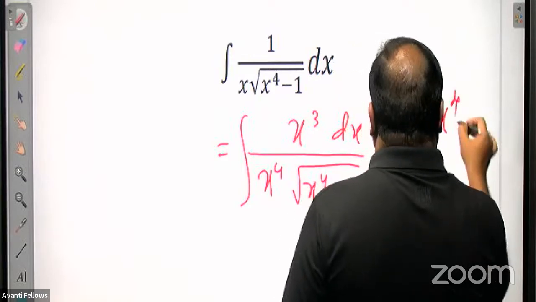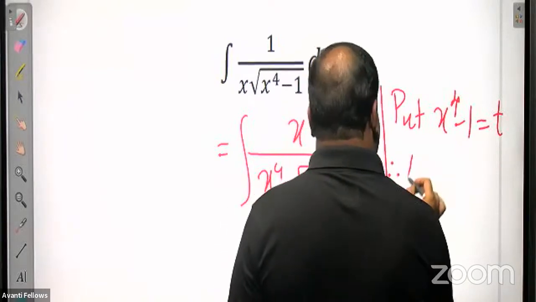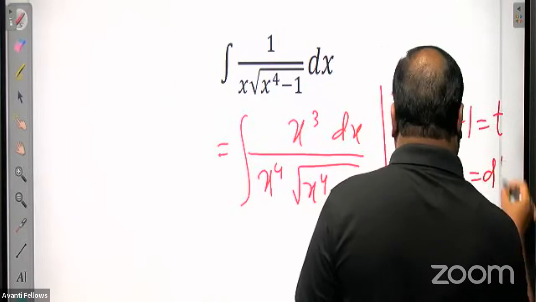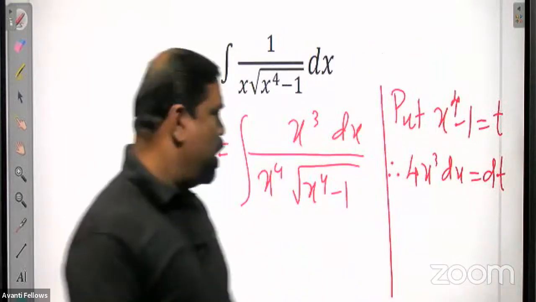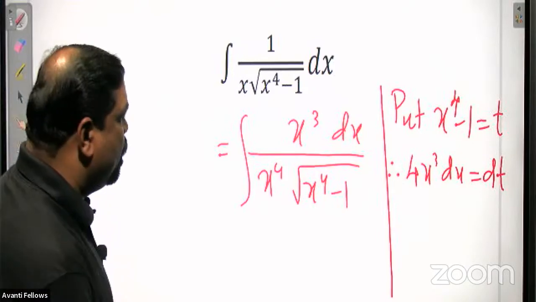x raised to 4 minus 1 equal to t. Therefore, what will we get? 4x cube dx is equal to dt, so x cube dx is equal to dt by 4.